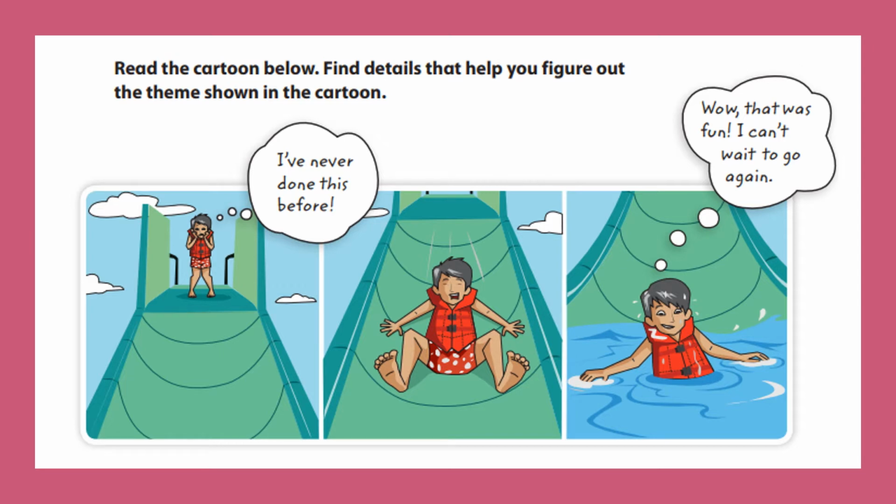In the second picture, you see that he's gone down the slide. I see kind of a face of relief. He looks a little happy, holding on, a little nervous, but having fun. Now in the third picture, in the last speech bubble, it says, wow, that was so fun. I can't wait to go again. Remember, we're trying to figure out the theme. Let's go to the next page and break apart our thoughts to identify the theme of this picture.